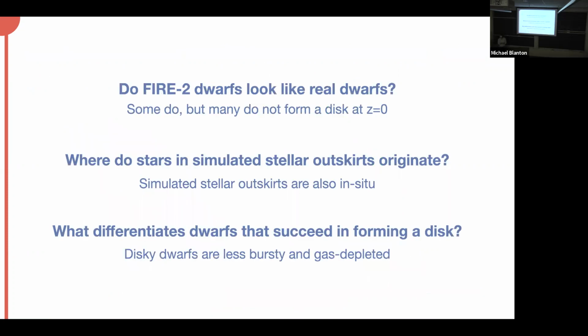Okay, so what differentiates dwarfs that succeed in forming a disk? Disky dwarfs, oh, sorry, this is a typo. Disky dwarfs are less bursty and not gas depleted. Yeah, there are too many negatives. Okay, but anyway, disky dwarfs are more quiescent and they have a lot of H I. They're less bursty and less gas depleted. Yes. Afterwards, you'll make a little list of them. Yeah. Okay.